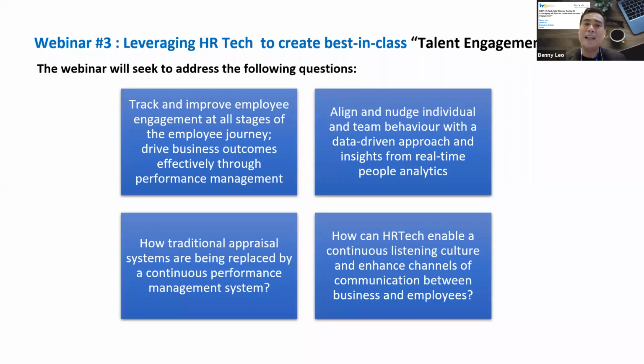And finally, we're going to look at how HR tech is going to enable this listening culture. I think listening culture is definitely part of engagement. If you want to engage people, you need to listen to them. But we're not going to see them now. So how are you going to listen to them if you're not going to see them? So tech is going to come in. So communication via tech, I think that's probably the thing that we're going to touch on today.